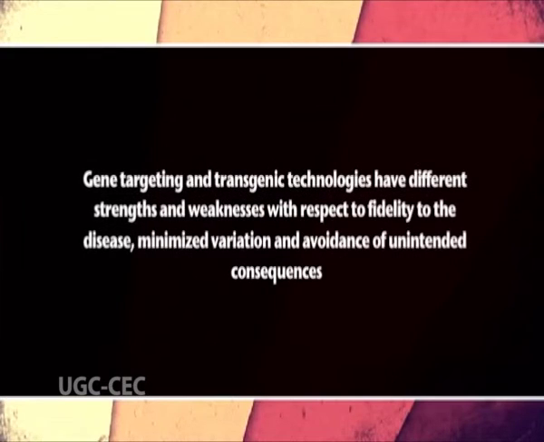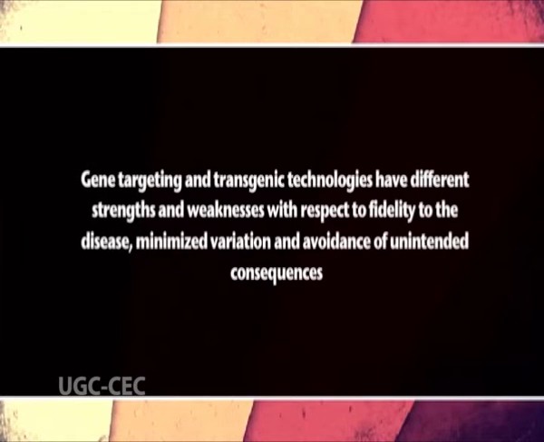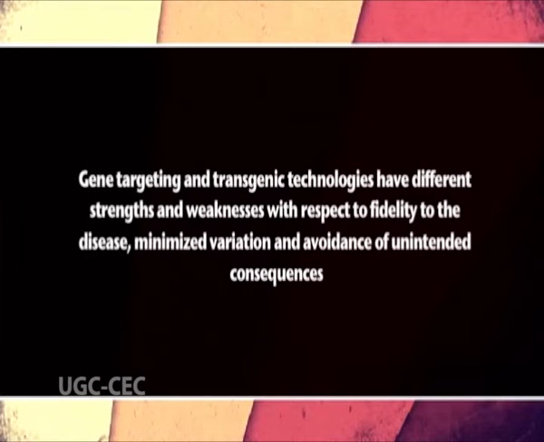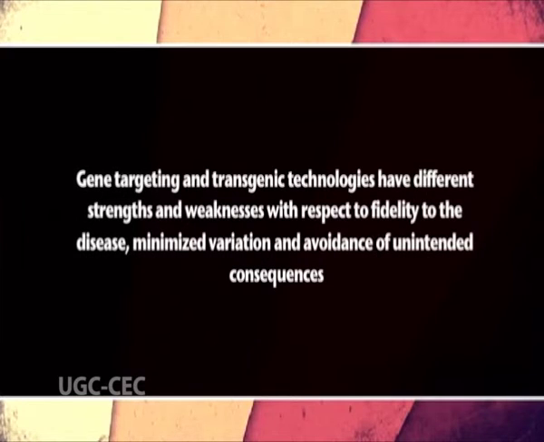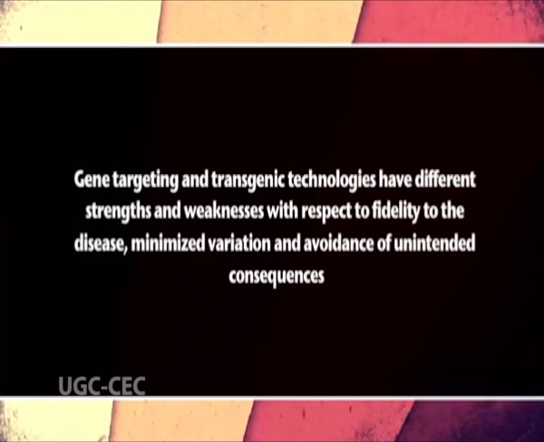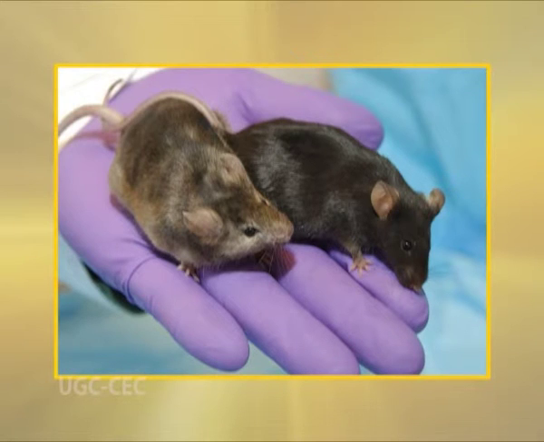Gene targeting and transgenic technologies have different strengths and weaknesses with respect to fidelity to the disease, minimized variation and avoidance of unintended consequences. The generation of genetically manipulated mice for any purpose involves significant time and expense. This investment is amplified in the case of models of dementia because of the aging component in many dementia models.